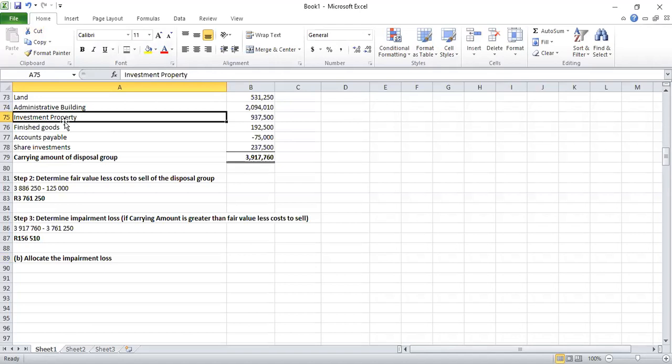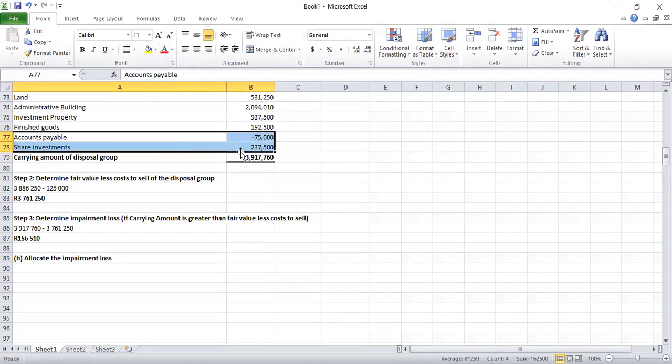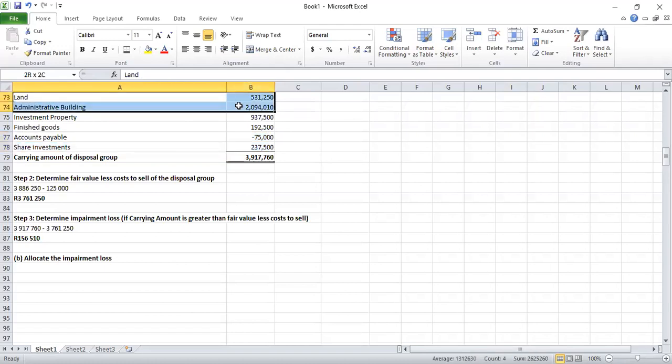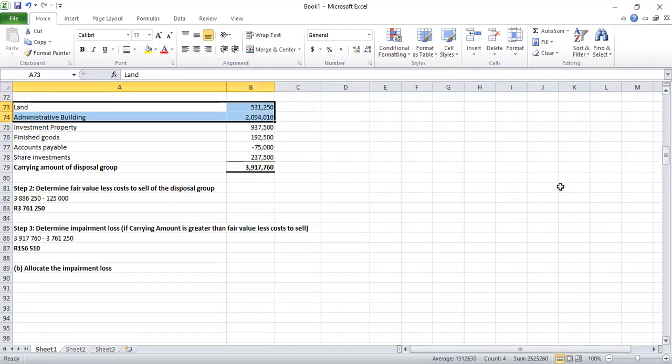We don't allocate also to inventory, because remember that it's already recorded at the lower of cost and net realizable value. And we also don't allocate to accounts payable and share investments, that is assets and liabilities that are recognized in terms of IFRS 9 financial instruments. So all assets that were already recorded at fair value should not have any impairment loss allocated to them. In this case, we're only going to allocate this impairment loss to these two assets, and we allocate according to the carrying amount.